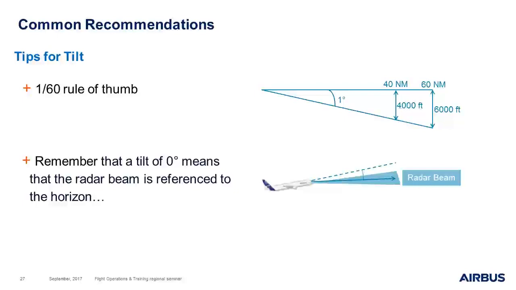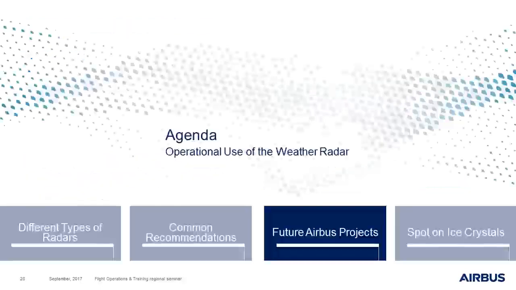Also remember that a tilt angle of 0 degrees means that the radar beam is referenced to the horizon and not to the horizontal axis of the airplane.